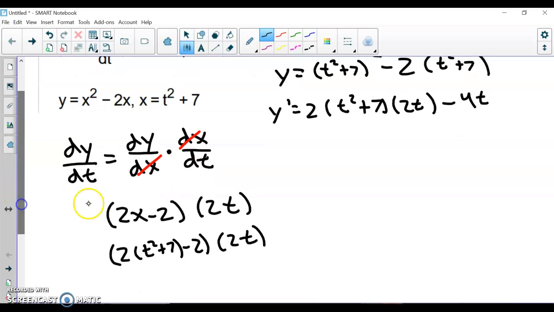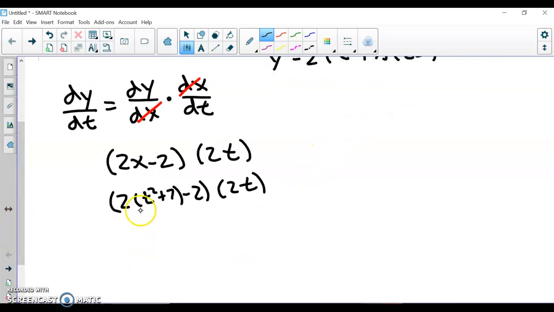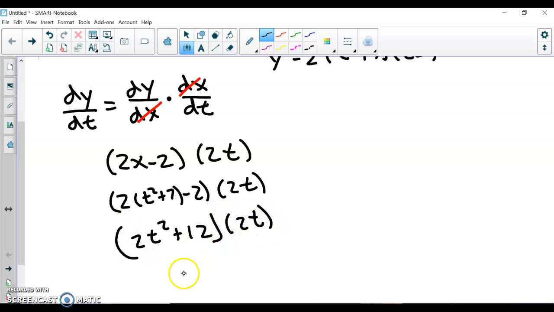And let's see, I don't want to make it look like this because these are the same. They might look a little different. So let's go ahead and simplify this. If you notice, I'm going to have 2t squared plus 14 minus 2, which is 12. And then there's the 2t. Maybe we can distribute the 2t, and we're going to get 4t cubed plus 24t.